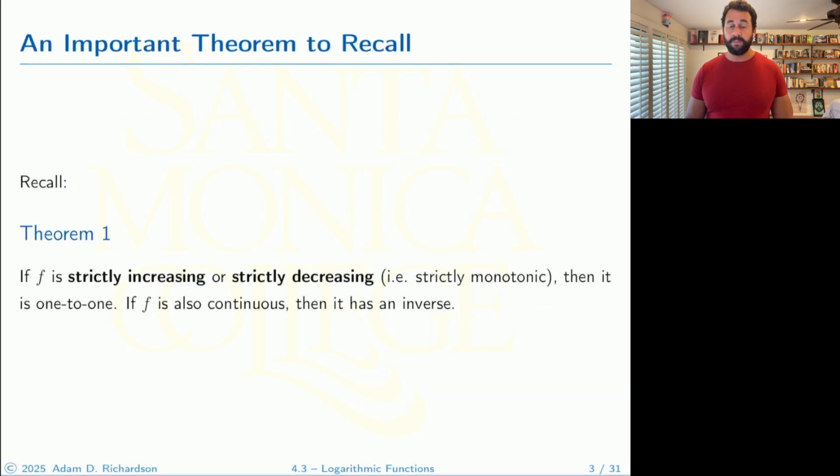So first, an important theorem to recall. You might remember this from back in chapter 2, I believe. If f is strictly increasing or strictly decreasing, in other words, strictly monotonic, then it's 1-to-1. And if it's also continuous, then it has an inverse. This is one of the reasons why I was emphasizing the difference between strict increase and decrease and not strict increase and decrease, right?